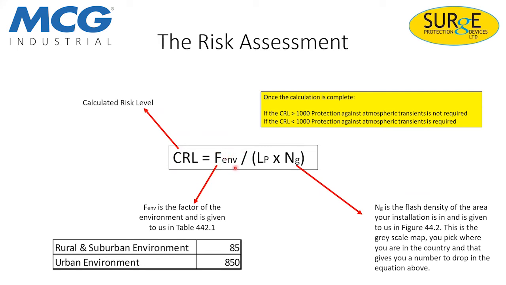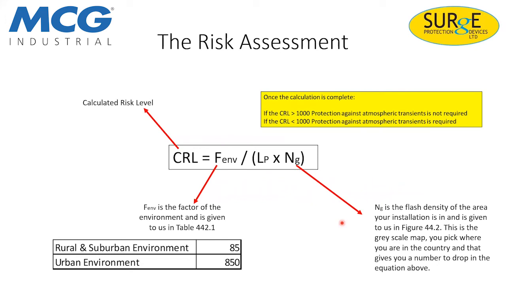Our factor of the environment is given to us in table 442.1, which I've recreated here. For a rural and suburban environment, we start with 85, and for an urban environment, we start with 850. The LP we're going to calculate, which I'm going to move on to on the next slide. And the NG is the flash density of the area your installation is in, so the lightning flash density, and is given to us in figure 44.2. So it's page 102 in your regs where you've got that grayscale map. You pick where you are in the country, and that gives you a number to drop into the equation.